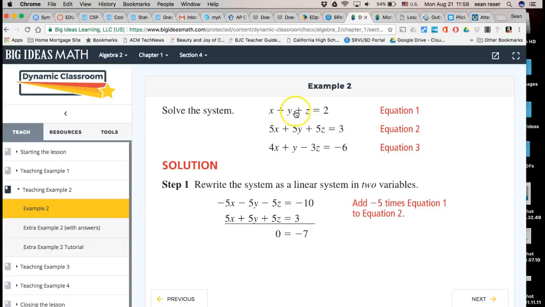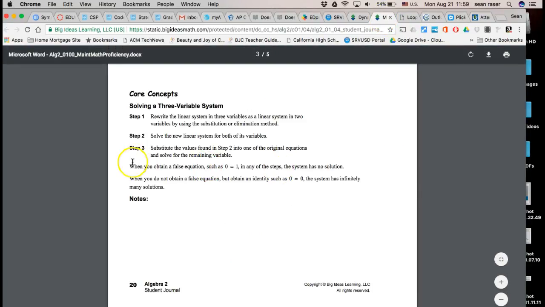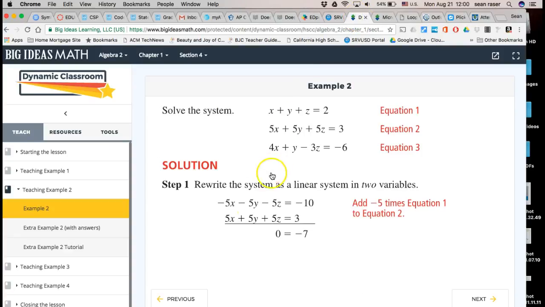So what you're looking for when you're looking at your equations are variables that you can easily cancel out. Here we see that just multiplying our first equation by negative 5 is going to all of a sudden cancel multiple variables out for us. When you see that, you want to take advantage of it and see what's going to happen. You may have one of these special cases. Because we get this false statement, 0 equals negative 7, let's look back. When we obtain a false statement, such as 0 equals 1 or 0 equals 7, the system has no solution. So this system has no solution.